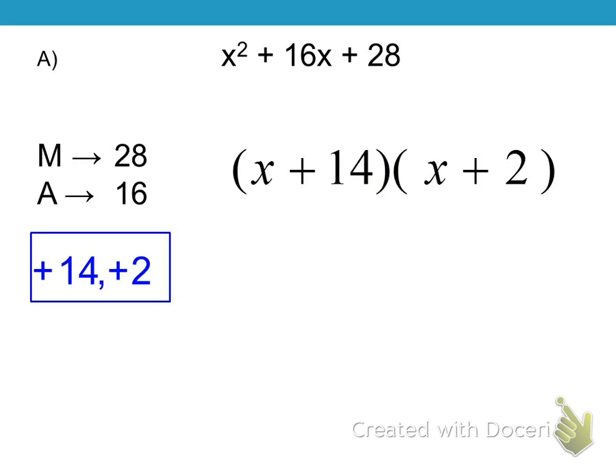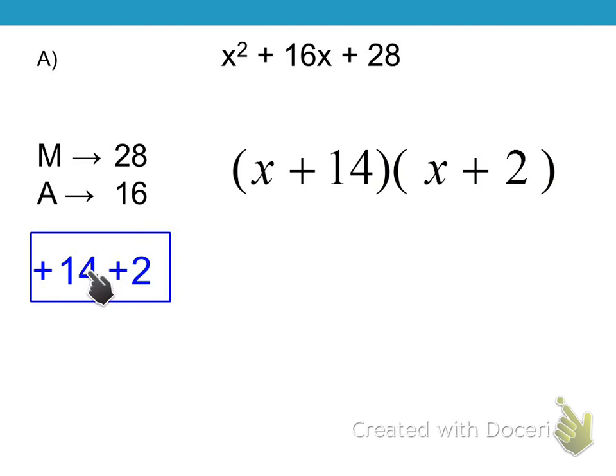So again, just a quick recap of what we did so far. Coefficient of our x squared times the number in the back, our constant, that's our m. Number in the middle is our a. You need to find two numbers that multiply to this, add to this. We came up with 14 and 2. They both have to be positive because they multiply to a positive and they add to a positive.